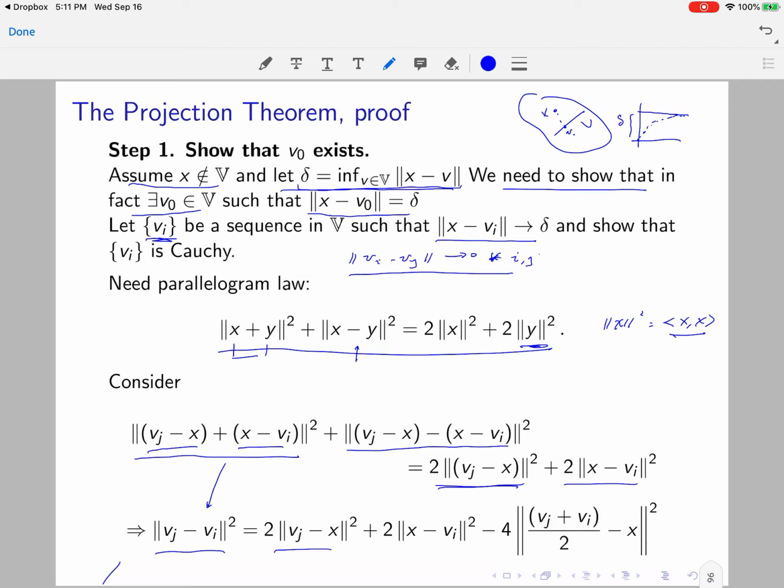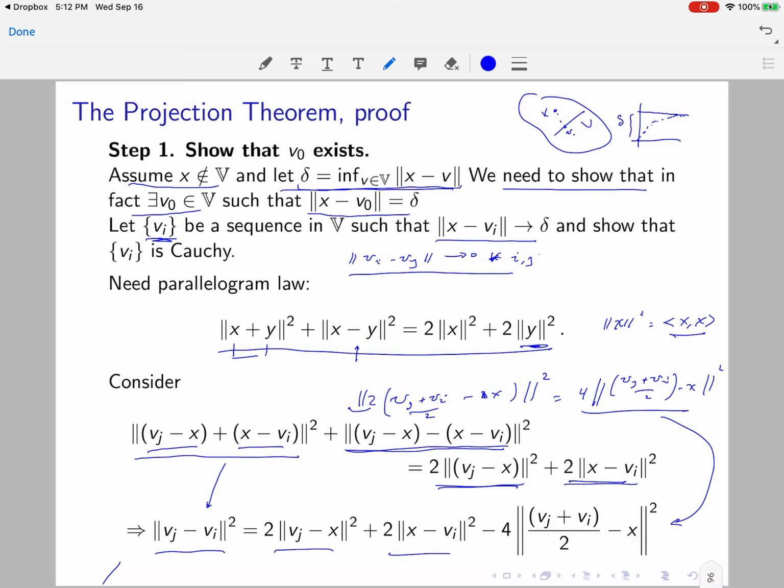Okay, so on the right hand side we've got this term still, and then let's just take a look at this term. This guy is going to be Vj minus Vi, so that'll be Vj plus Vi, and then we'll have a minus x, so minus 2x. And then we could pull a 2 out here, and we'd have to divide by 2 there. And then when we take the norm squared, we would pull the 2 out, which will give us a 4 norm of (Vj plus Vi)/2 minus x squared. And then we subtract it to the other side and get that term.